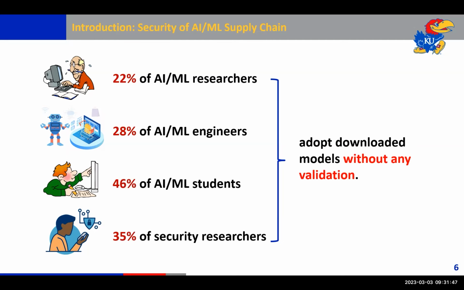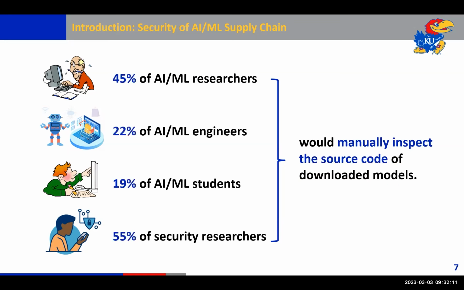However, many of them just use the models without any basic validation. This is 20% for machine learning researchers and engineers, and 30 to 40% of the students and security researchers. And what's worse, we found that a lot of them were not examining the source code of the downloaded models. This is about 20% of the students and the engineers, and nearly half for the AI researchers and even security researchers.